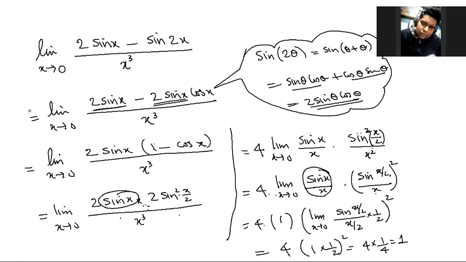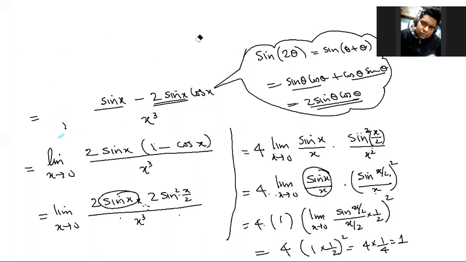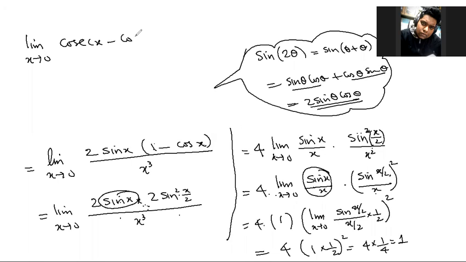Are you ready for next problem? Done? Now do this problem. Limit x tending to 0, cosec x minus cot x upon x.